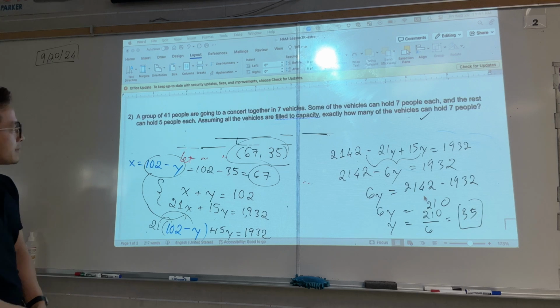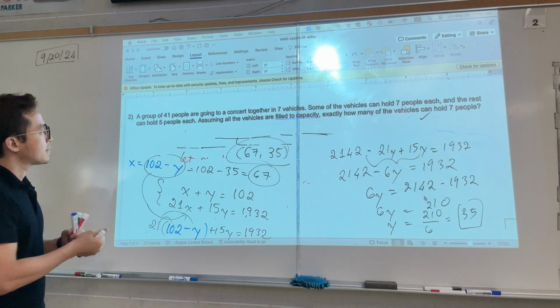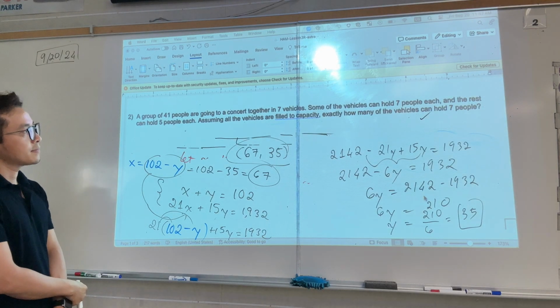Okay, Sabrina. A group of 41 people are going to a concert together in 7 vehicles. Some of the vehicles can hold 7 people each, and the rest can hold 5 people each. Assuming all the vehicles are filled to capacity, exactly how many of the vehicles can hold 7 people?